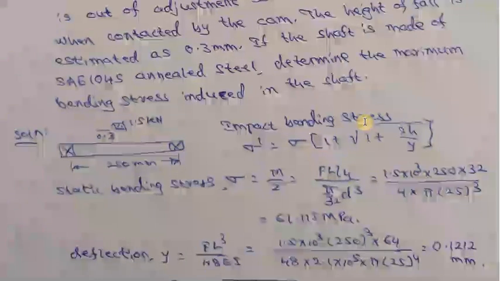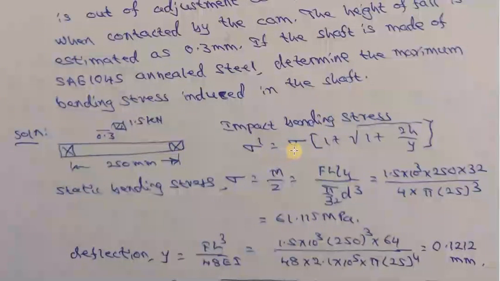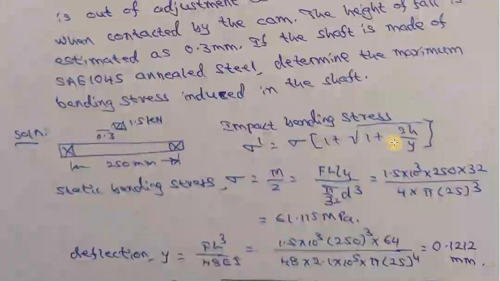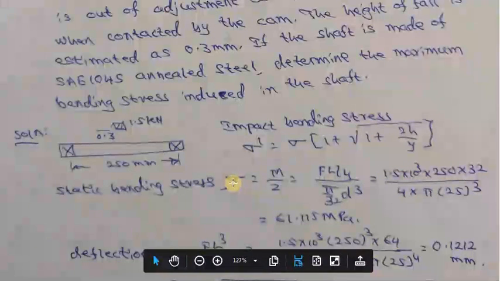So the impact bending stress sigma dash is sigma into 1 plus square root of 1 plus 2h by y. So the static bending stress sigma is M by Z. Let me calculate this term sigma and y separately first. So the bending stress I calculate as M by Z. M is the bending moment.